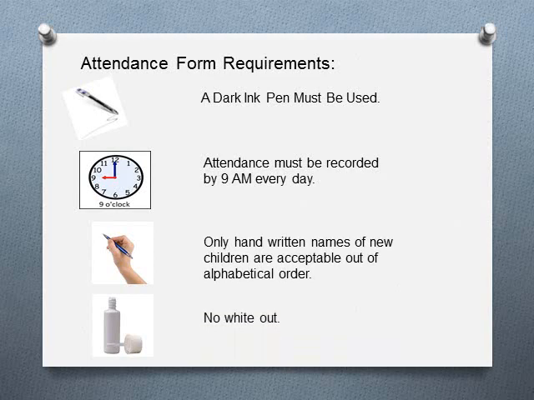Before we begin, let's discuss the requirements for the use of this instrument. First, staff must use a dark ink pen to document attendance on this form. If corrections need to be made to the form, staff are to write over the previous code in the same color dark ink. Secondly, attendance must be documented by 9 o'clock each day.